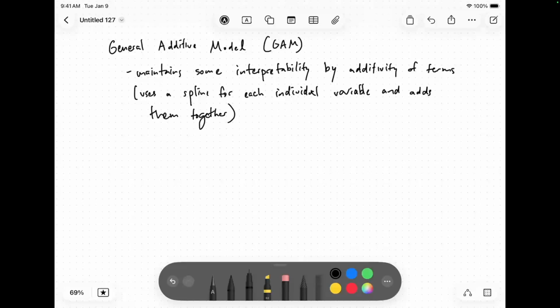Okay, so let's suppose that I have some equation that we represented traditionally in our linear model like this.